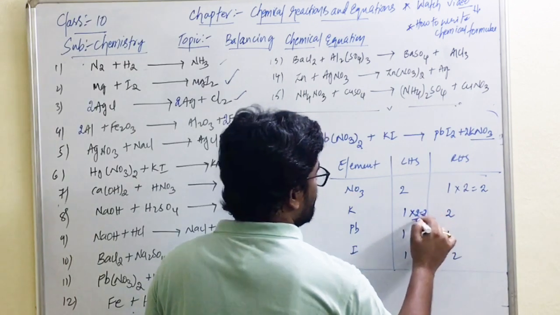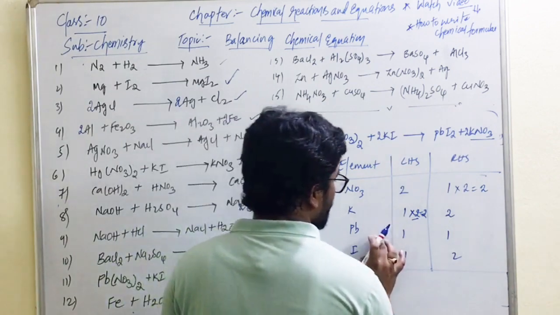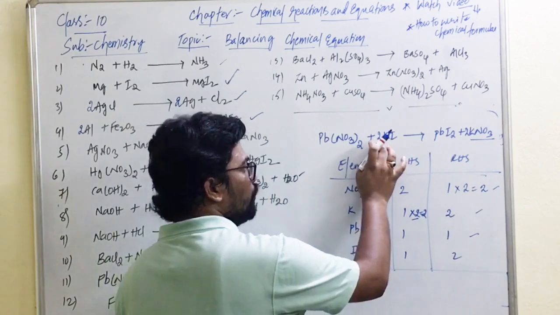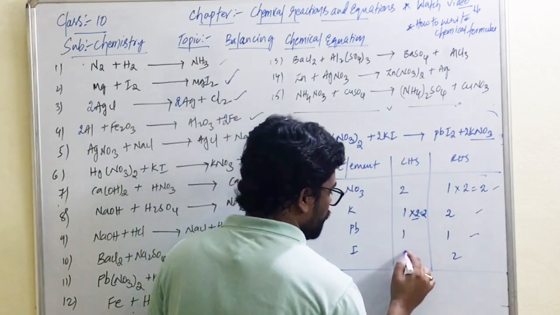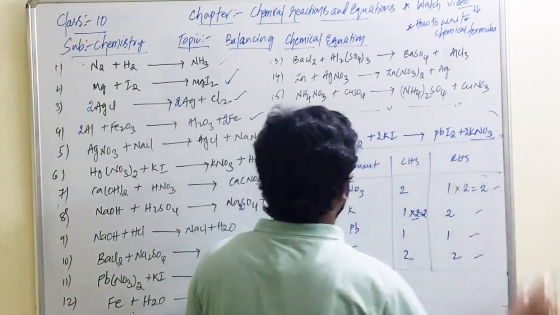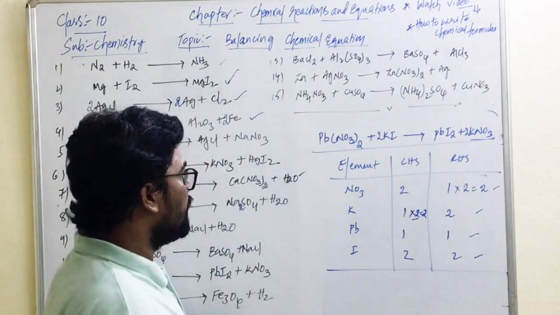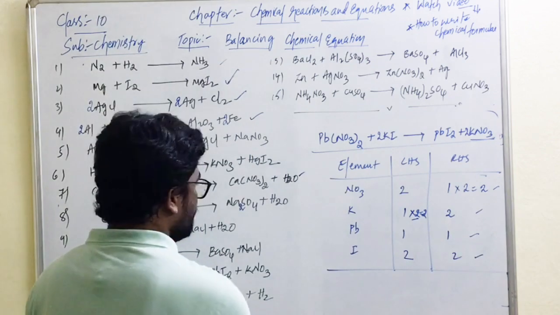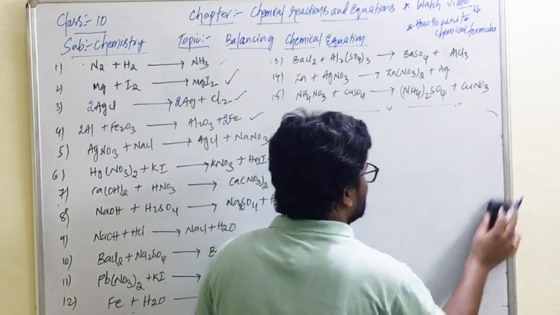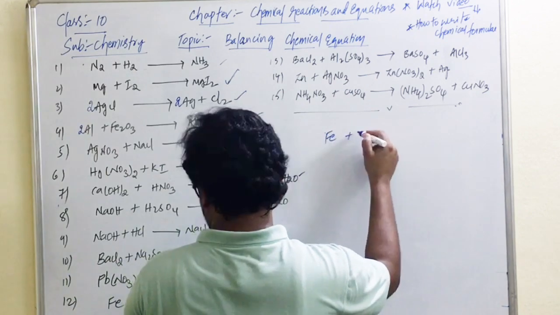Now potassium is 1 on the left hand side, 2 on the right hand side. So multiply by 2, place 2 before KI. The number of potassiums is balanced. Now lead: 1 on the left hand side, 1 on the right hand side, balanced. Now iodine: due to placing 2 before KI, iodine has changed. Now iodine is 2 on the left hand side, 2 on the right hand side. It's balanced. So the balanced equation is Pb(NO3)2 plus 2KI gives rise to PbI2 plus 2KNO3. Is it clear, students? Hope it is very clear. So in all the cases, we are adding a suitable number as a coefficient so that it brings the number of atoms equal on both sides.